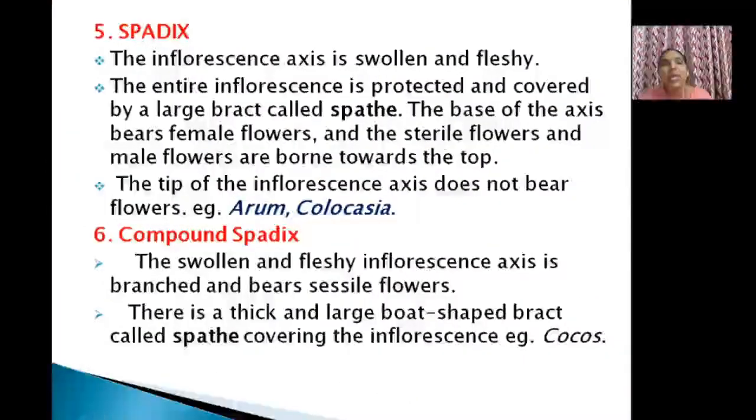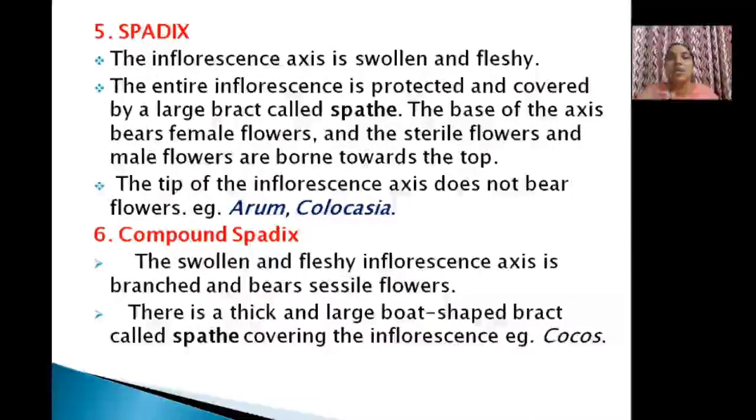Understood? Okay. Now, the fifth one is spadix. The peculiar feature is that here the inflorescence axis is swollen and fleshy. So here we are discussing the nature of the axis, that is swollen and fleshy. The entire inflorescence is covered by a bract called spathe. In the axis, basal flowers are female flowers, then upper flowers are male, and in between are sterile, neutral flowers. So female flowers at the base, male flowers at the tip, in between sterile flowers. The extreme tip has no flowers. Examples are colocasia, chembu, chena, having this type of inflorescence. You know about the anthurium plant.